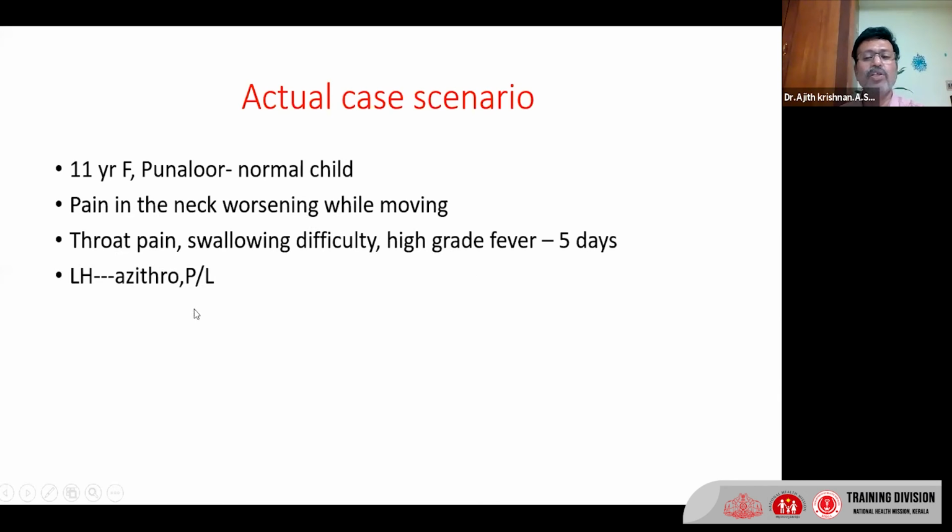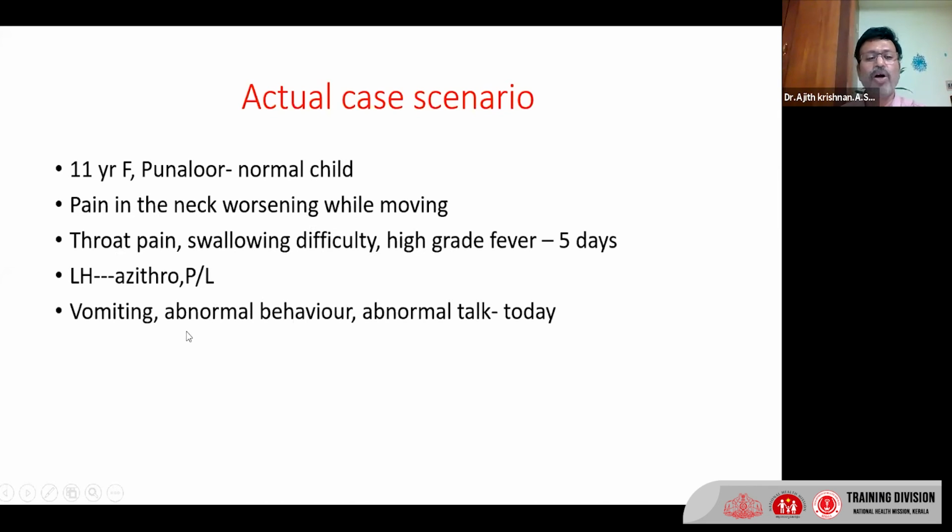At the local hospital they gave azithromycin and paracetamol, and then the child started developing vomiting, abnormal behavior, and abnormal talk. They thought it was febrile delirium, and the child was referred. We thought that since this was not coming down even after the fever had subsided, it is not looking like febrile delirium. We thought of the possibility of encephalitis also.